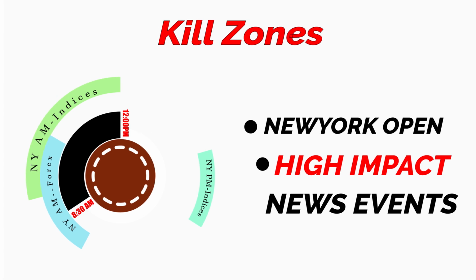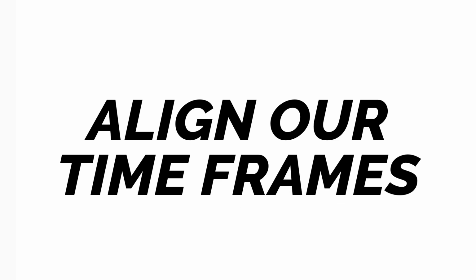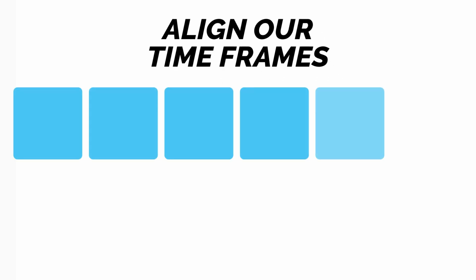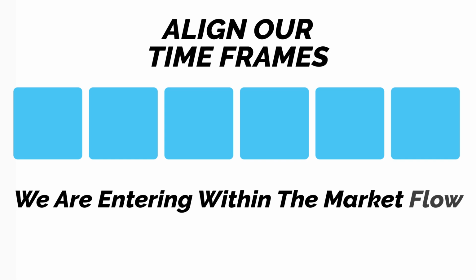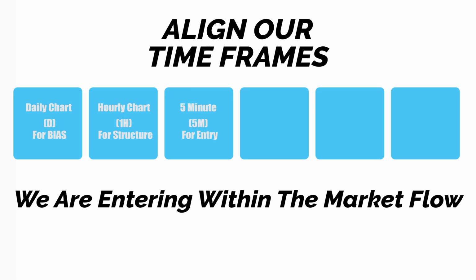Once we're in the right time window, we need to align our time frames. This is our time frame alignment to ensure we're entering within the market's flow. My preferred alignment is the daily chart for bias, the hourly chart for structure, narrative and logic, and then down to the 5-minute for entry. Alternatively, you could use the 4-hour, 15-minute and 1-minute alignment if that suits you or your strategy better. Time frame alignment ensures that all levels are working together, providing us with high probability setups.